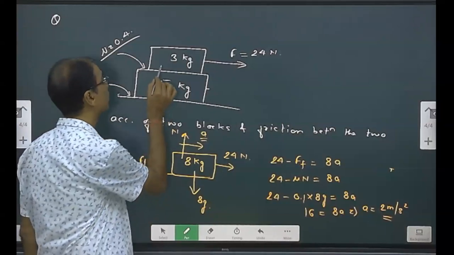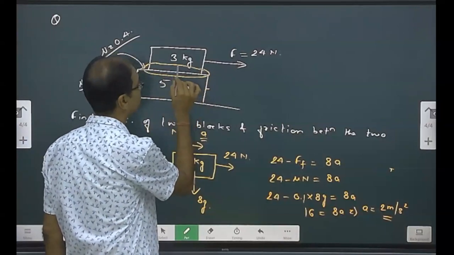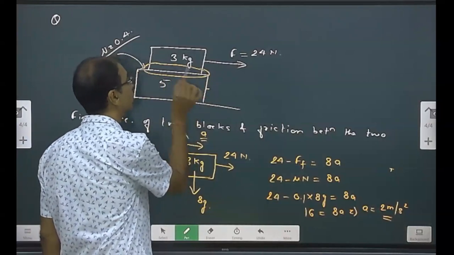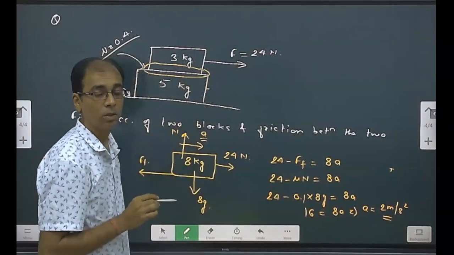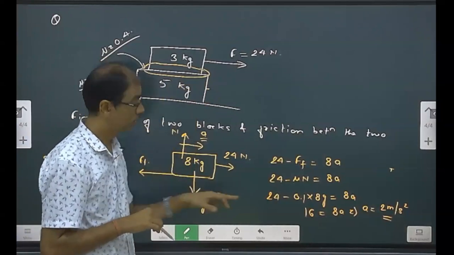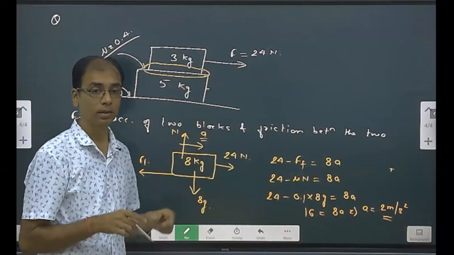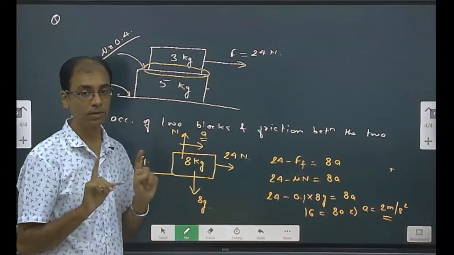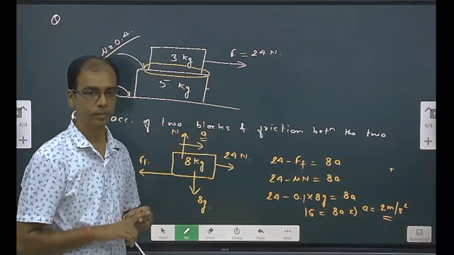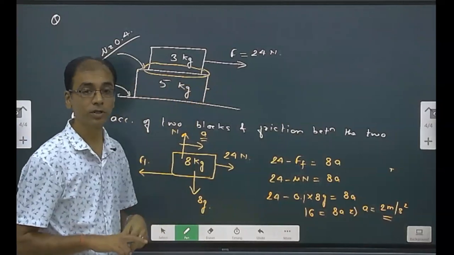The concept is here. The concept is the friction here should be able to give this 5 kg block this much acceleration. If it can, then only they will move together, otherwise they will not move together. So we have to see here now. What is the friction here?